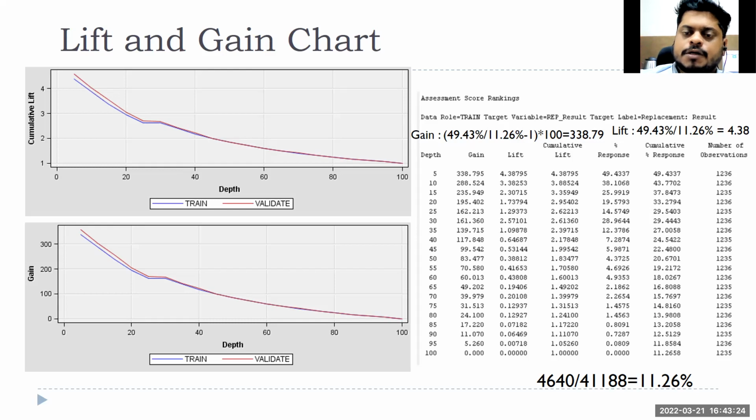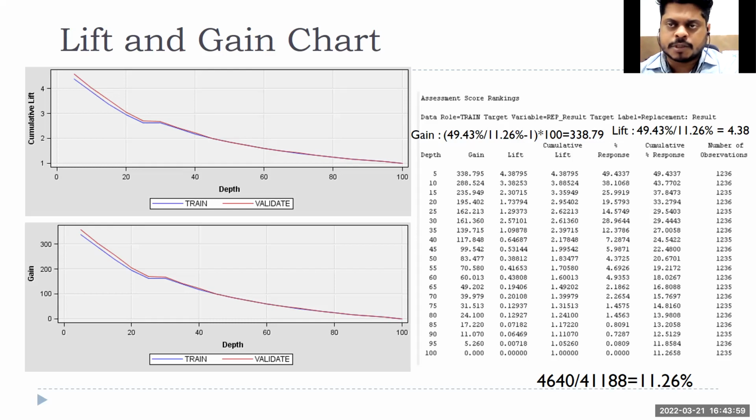So lift is nothing but, so what is this 11.26%? Out of 41,188 customers, I have 4,640 customers who have opted for my marketing offer, right? This again you can calculate for the data set which I've given. Only the numbers will be different. So out of those 38,000 data points, you see how many customers have said yes to creating an account. So that ratio to the total number of customers will give you the baseline performance.